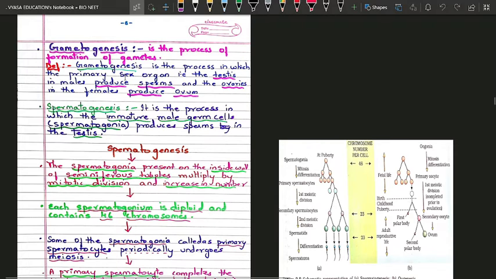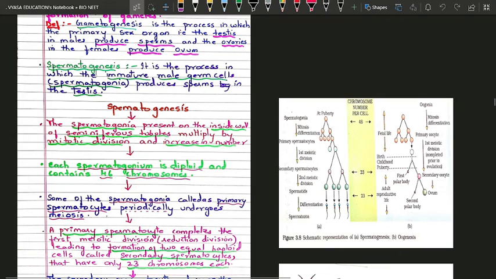Gametogenesis is a process in which the primary sex organ, that is the testis in males, produces sperms and the ovaries in the females produce ovum. Gametogenesis may be either male or female. Gametes may be male or female, we say male gametes, female gametes. That is the primary sex organ, the testis, produces sperms and the ovaries in the females produce ovum. Simple.